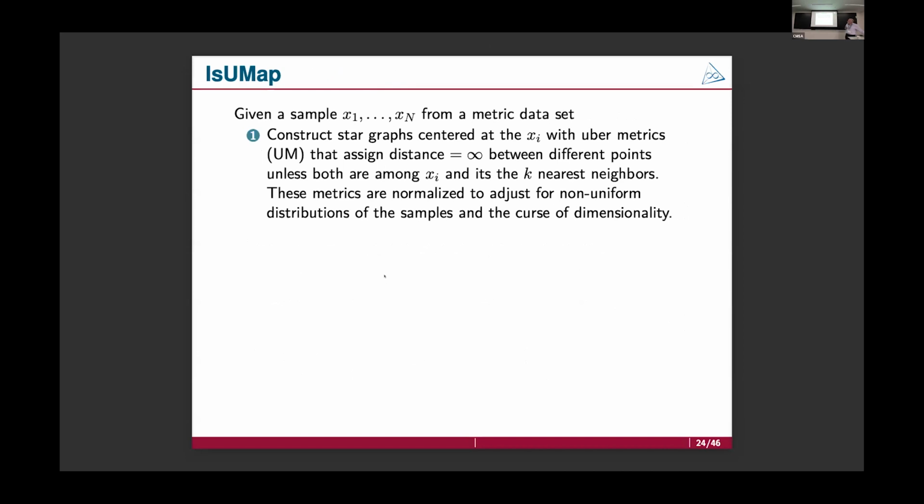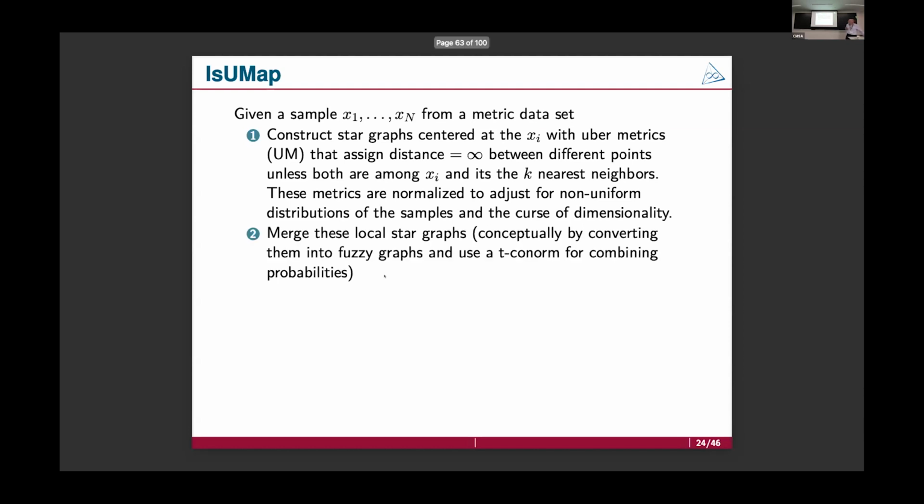So now our scheme, let's summarize it. We have a sample x1 up to xn from a metric data set. As I described in the beginning, we construct this star graph centered at the xi, this Uber matrix that assigns distance infinity between different points, unless they are among xi and its k nearest neighbors. And these metrics are normalized to adjust for non-uniform distributions of the samples and to handle the curse of dimensionality.